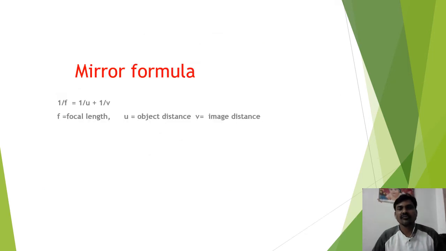Here we see the mirror formula. We use the mirror formula to find the focal length of the mirror and also to find object distance or image distance. We write the mirror formula as 1 by f is equal to 1 by u plus 1 by v. Here f is the focal length, u is the object distance, and v is the image distance.